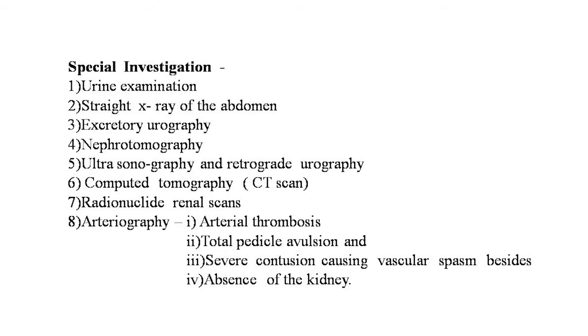Now the special investigations have to be done in these cases of injury of the kidney. Urinary examination first. Blood is also there but not written in this slide. Blood should be examined thoroughly for leukocytosis, CBC count. Next is the straight X-ray abdomen, excretory urography, nephrotomography, ultrasonography and retrograde urography, computed tomography, CT scan, radionuclide renal scan, arteriography, for arterial thrombosis, total pedicle avulsion and severe contusion causing vascular spasm besides absence of the kidney.